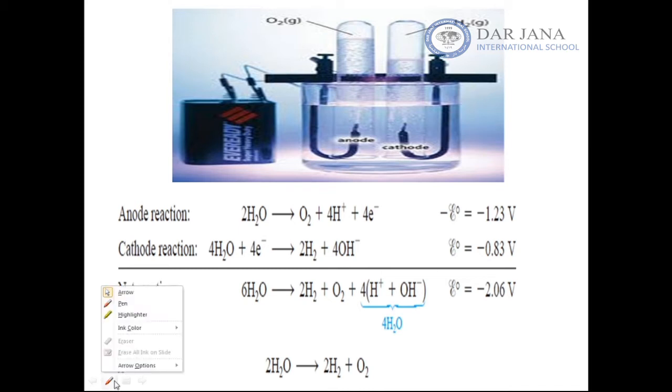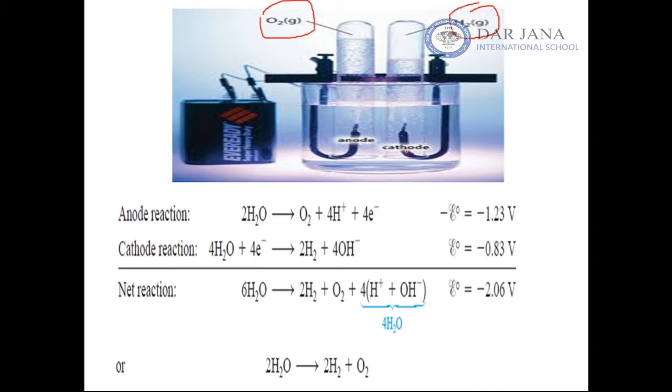So in this slide, look at this figure, it's more clear. Oxygen is collected here at the anode and hydrogen is collected at the cathode. The anode reaction is 2H2O gives O2 plus 4H plus and 4 electrons, and at the cathode reaction we have 4H2O plus 4 electrons, we have a collection of 2H2 and 4OH minus.